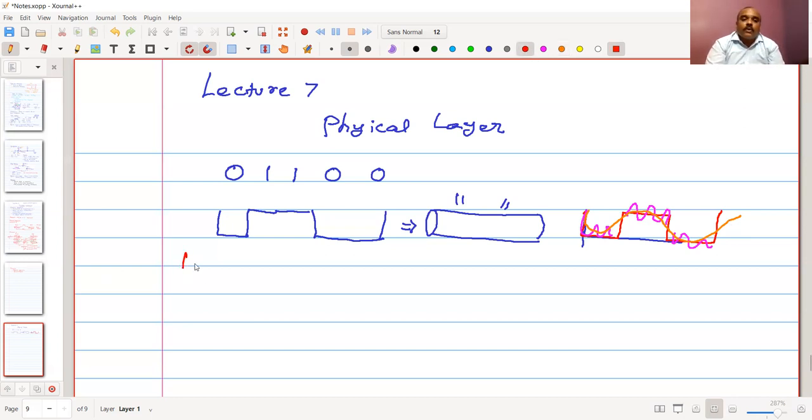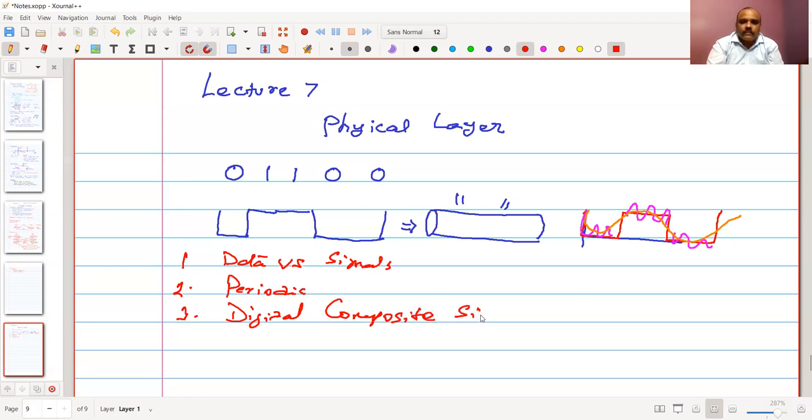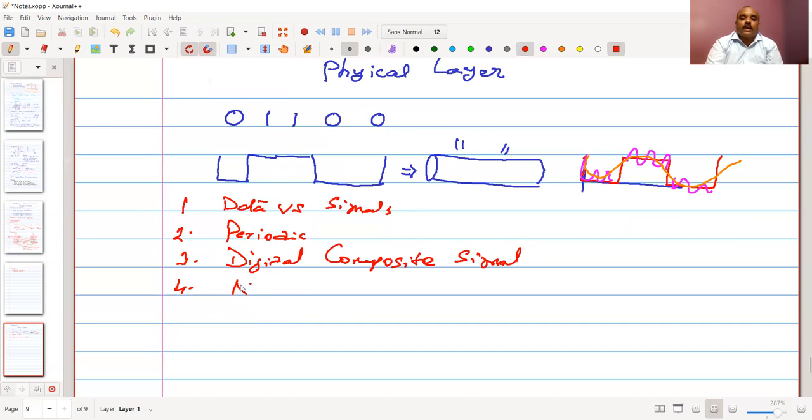So what we are going to learn is data versus signal. Then we are going to define two kinds of data and two kinds of signals. Then we will define what is a periodic signal and a non-periodic signal, and the objective of doing that. Then we will discuss in detail the digital signals and be introduced to something called a composite signal. Then two very interesting concepts. Before that, we will be looking at the channel as an LPF filter. So in this video, we will try to cover these concepts and understand them.